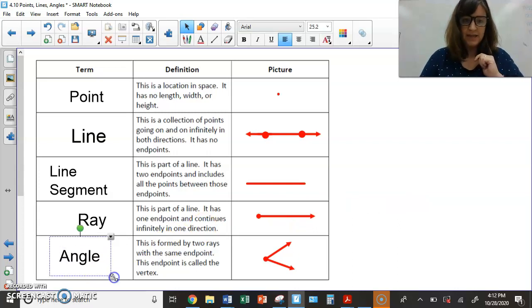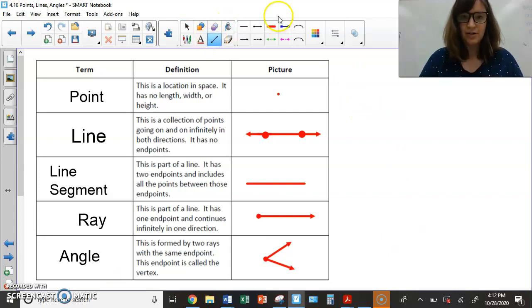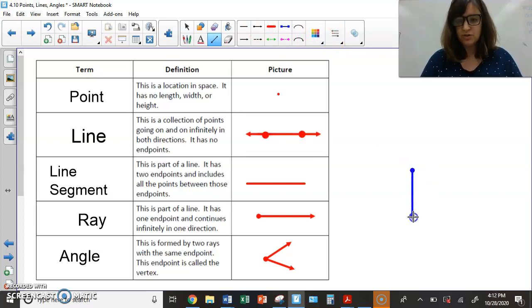Or they could be 90-degree angles. A 90-degree angle is an L-shaped angle. I'm going to show you that over to the side right here. That would mean it was going straight up or down like this, and it creates a perfect corner, okay?